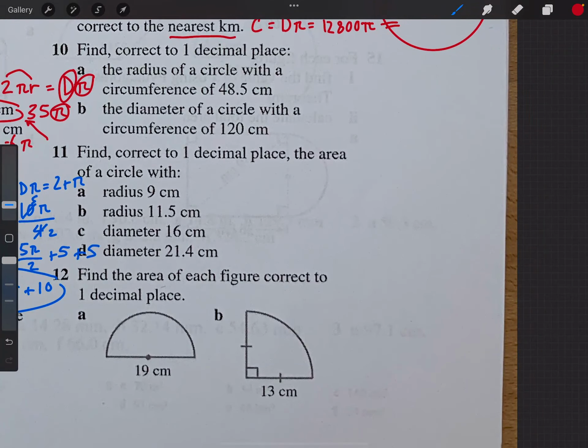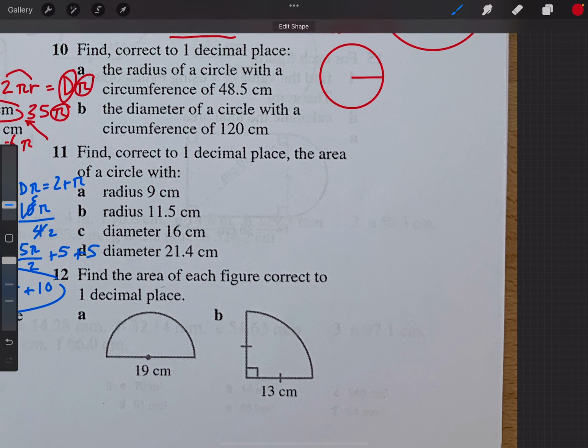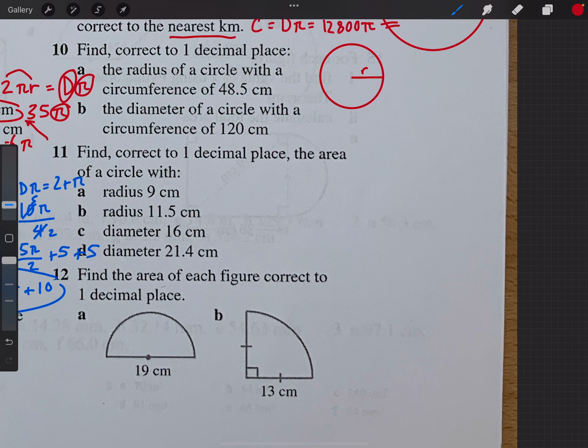Question 10. Find correct to 1 decimal place the radius of a circle with a circumference. Alright, so you're given the circumference, and you're asked to find the radius. The circumference is equal to, remember, 2 times pi times r. Whoops, let me just do that again. 2 pi r, and that's equal to 48.5.